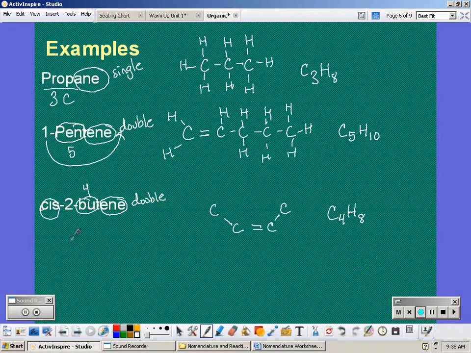So you could have cis where they're on the same side. If it was bent to where it was on opposite sides, like that, this would be trans.